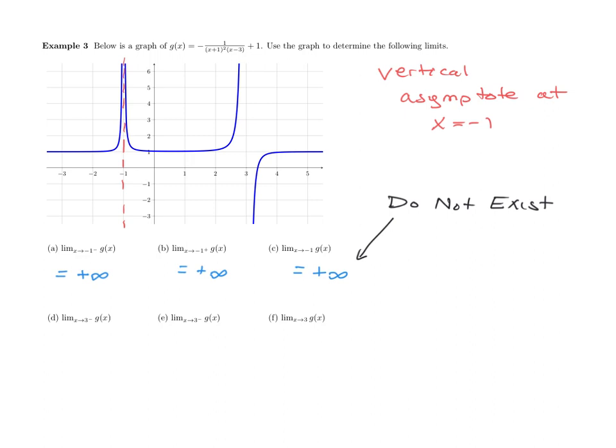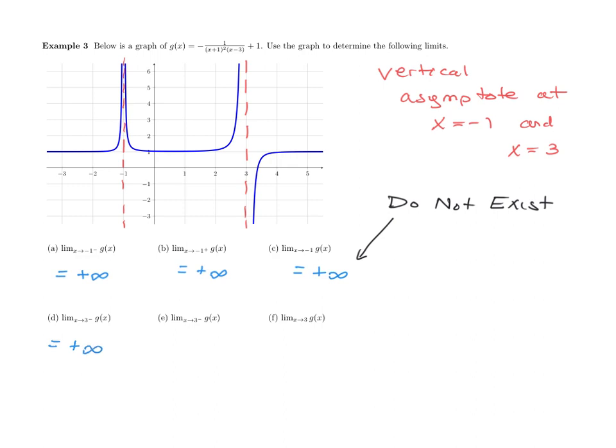Now let's look at parts D, E, and F. Here we're approaching 3 from the left, from the right, and then all together. As we approach 3 from the left side, we're looking at this part of the function. And again, it looks like we have another vertical asymptote. And this one occurs at, in this case, positive 3. So I'm going to note that there is a vertical asymptote at x is equal to -1 and x is equal to 3. What this means is the graph is also going up to positive infinity.